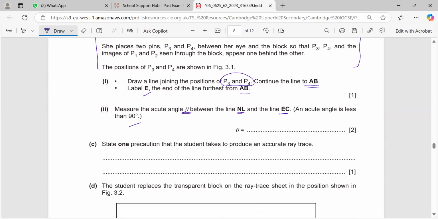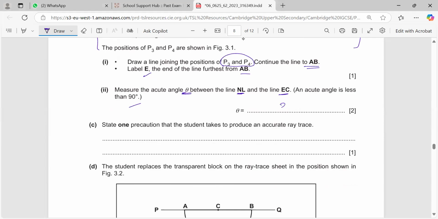Yes, my dear. So the answer from Muhammad Tariq is 33. It's okay, because the answer should be from 30 to 34, any answer. So I will take 33, 32, 34. Okay, I will write the in-between value from all of you. So 32 degrees. State one precaution that the student takes to produce an accurate trace.